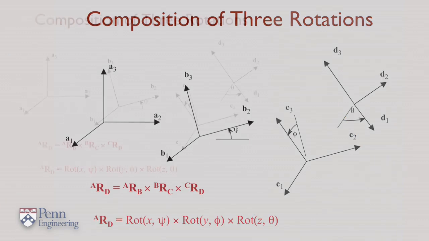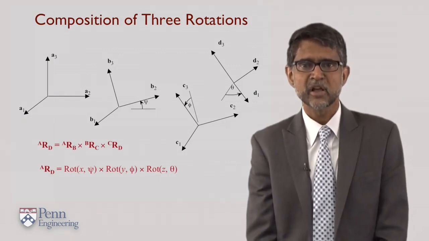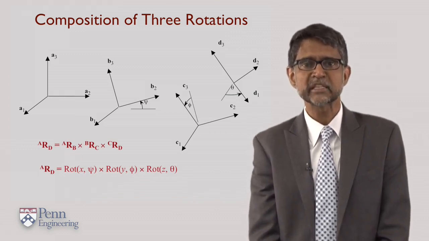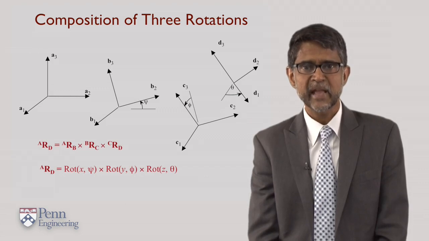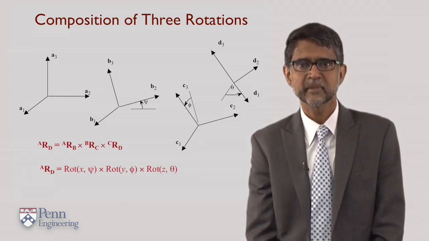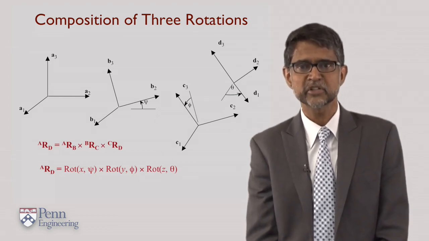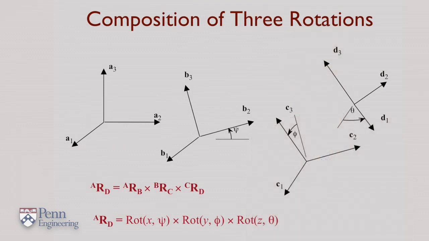The key idea behind Euler angles is that if I want to describe the rotation A to D, I can break it up into three successive rotations, A to B, B to C, and then C to D. And you do this by simply multiplying the intermediate rotations. You take the rotation from B to A, and then C to B, and then D to C, and you end up on the left-hand side with a rotation that goes from D to A.